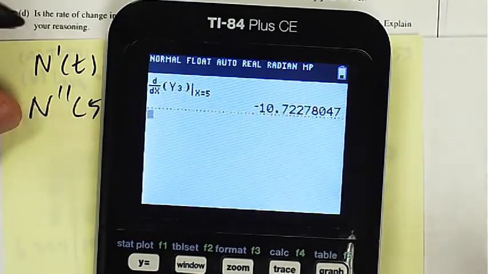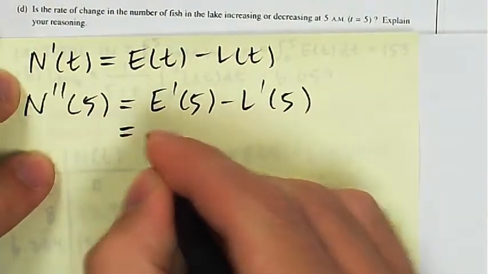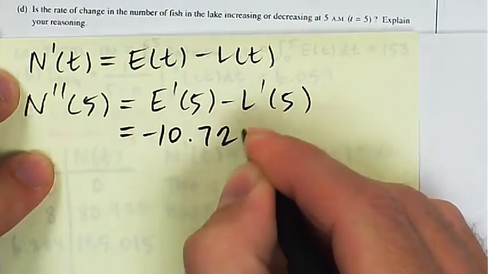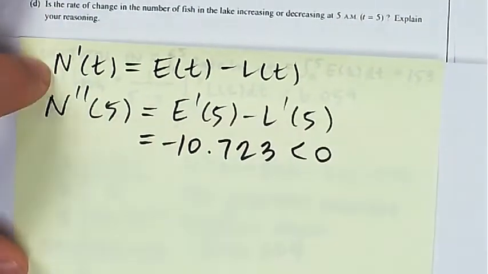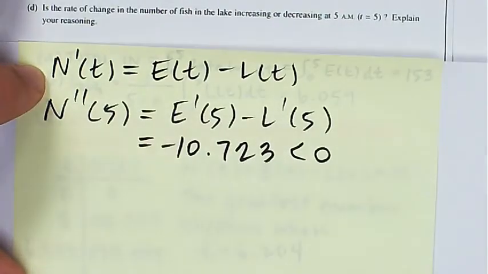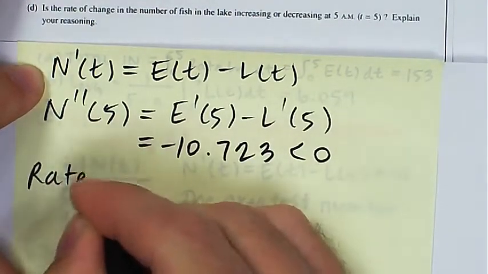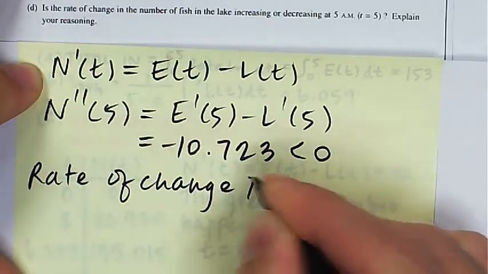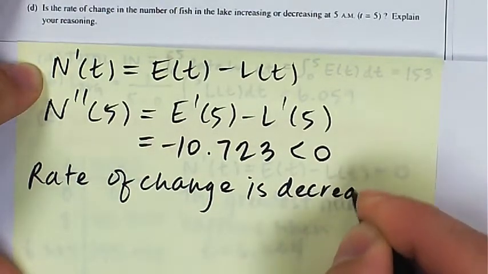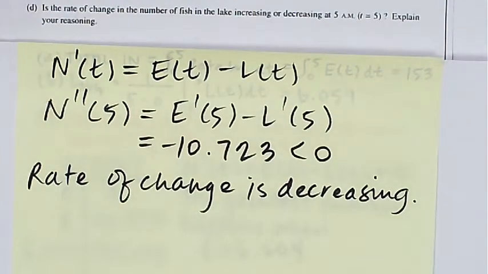At the time where t equals 5, I get negative 10.723. Which is a negative number. So I'm going to conclude that since n prime is the rate of change of number of fish in the lake, well, that rate of change is decreasing because its derivative is negative. Okay, that's example 1.